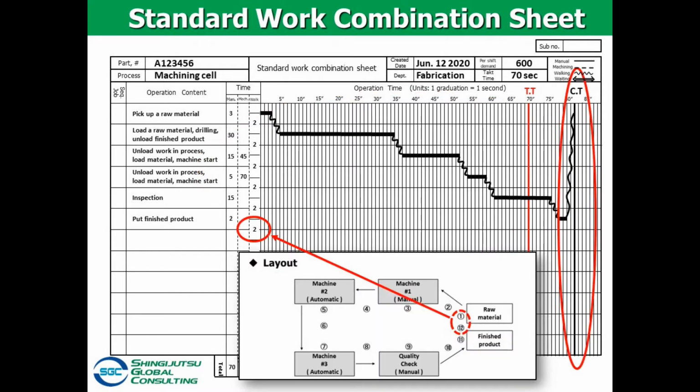The walking time after putting the finished product is the walk returning back to the first task. Therefore, draw the line to the first task like this. That point is the cycle time when going back to that point, which is the end of one cycle work.